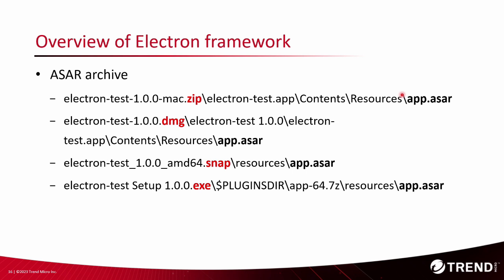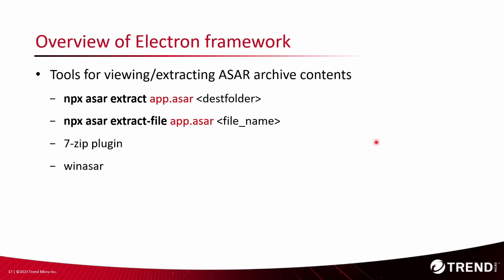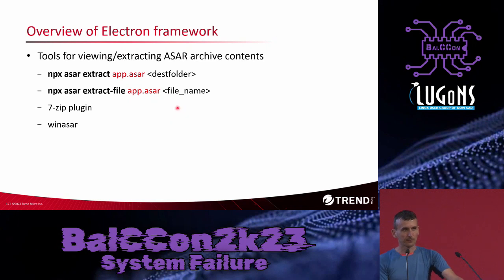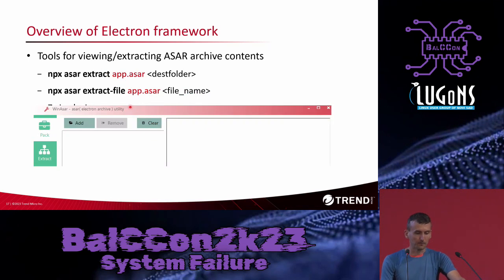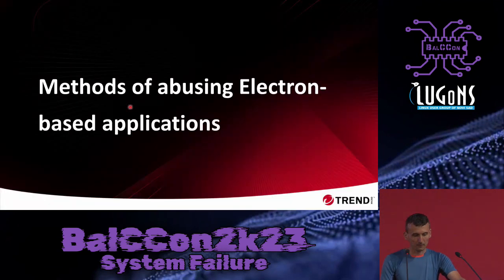This ASAR archive is usually found in the resources directory in all these formats: zip, DMG, snap, exe, everything is in the same resources directory. You can easily extract it if you have the Electron framework installed, with npx asar extract or extract-file. There are also 7-zip plugins where these ASAR files behave like normal archives, or you can even write your own tools. It's very simple to handle these files. So this is for the introduction of the Electron framework.